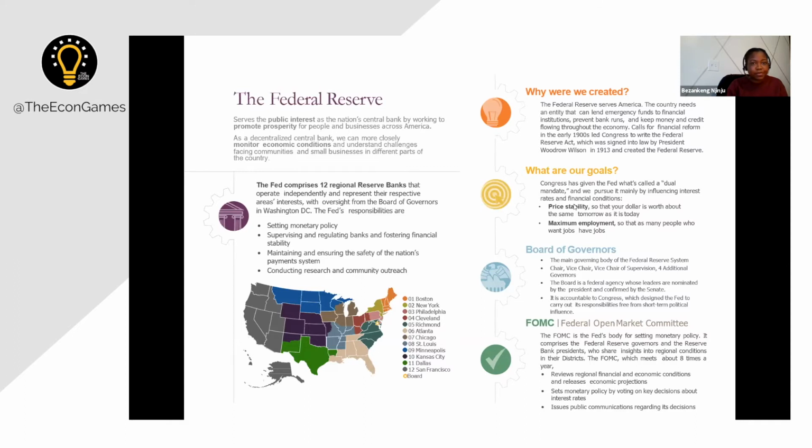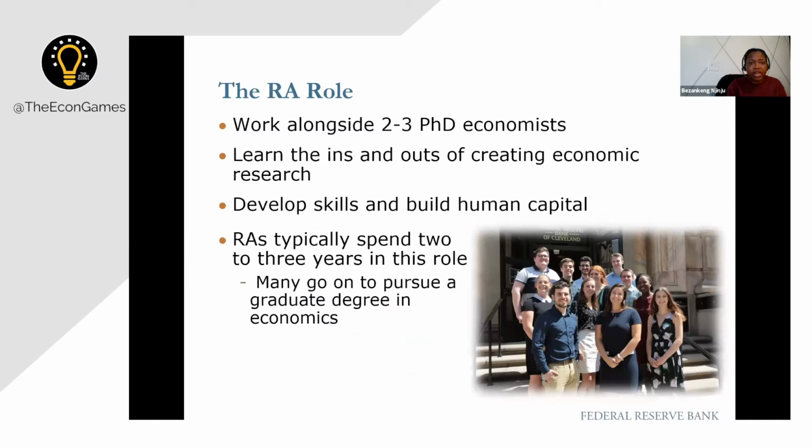So specifically for the RA role, this is how the RA role is structured for the Federal Reserve Bank of Cleveland specifically, although most branches do something similar. Some branches call it the research assistant role, research analyst. We call it the research analyst, research assistant. It's pretty much the same thing. So RAs at the Federal Reserve Bank of Cleveland work alongside 2 to 3 PhD economists. And as a part of this position, we learn about the ins and outs of creating economic research.